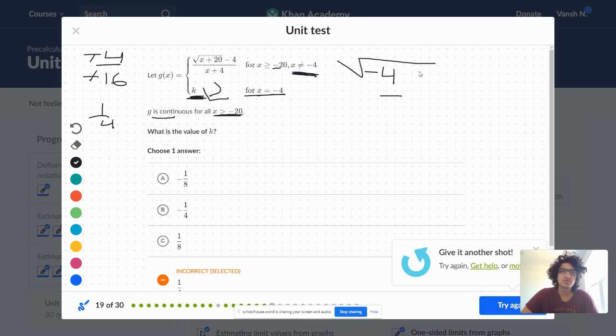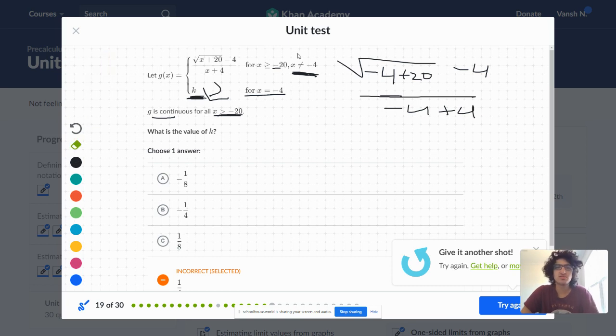Oh, I think I plugged in wrong. Okay, so -4 plus 20, minus 4, over -4 plus 4. Okay, I see what I did. Instead of plugging in -20, you have to plug in -4. That was a mistake. So this is going to give us 0 over 0, so I need to do some manipulation. So let's try conjugates.